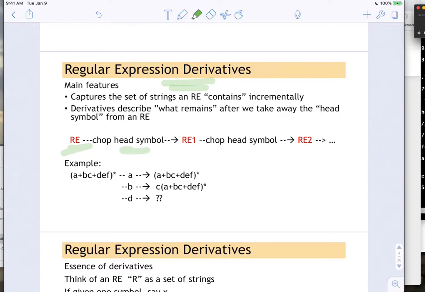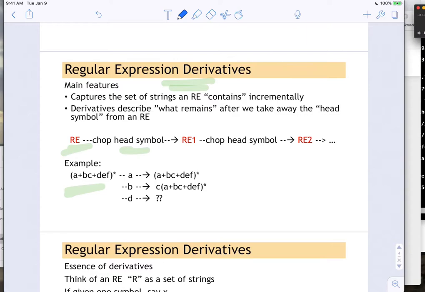So you derive from this regular expression A plus BC plus DEF star, a set of strings. So suppose you want to differentiate that regular expression with respect to A, which means look at all the strings in there and chop off A from the head symbol. What remains? Yeah, so it's kind of self-incarnating itself. You took off A, but it's a Kleene star. So it wants to give another copy of itself, saying that's my rest of what you can do.